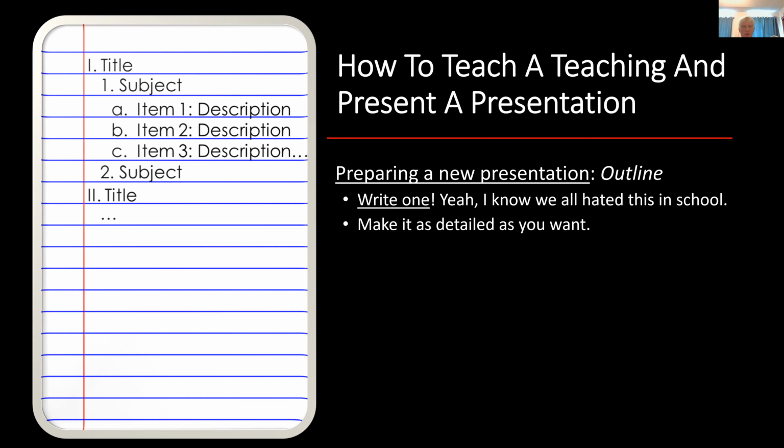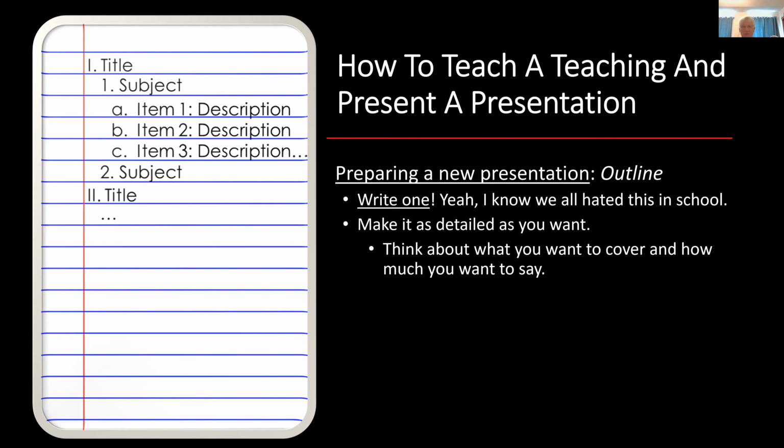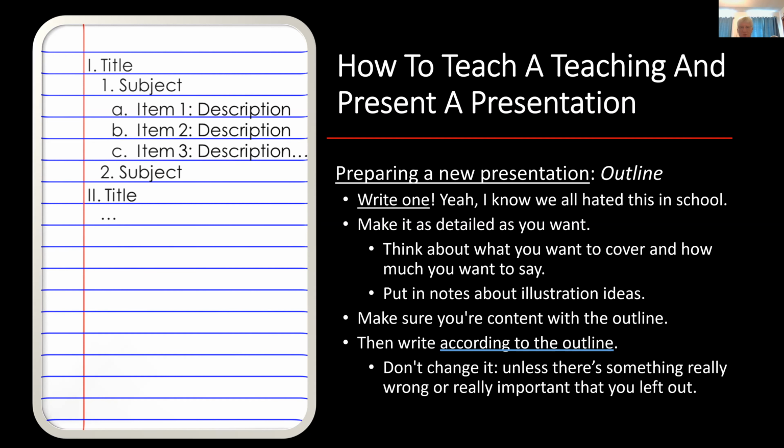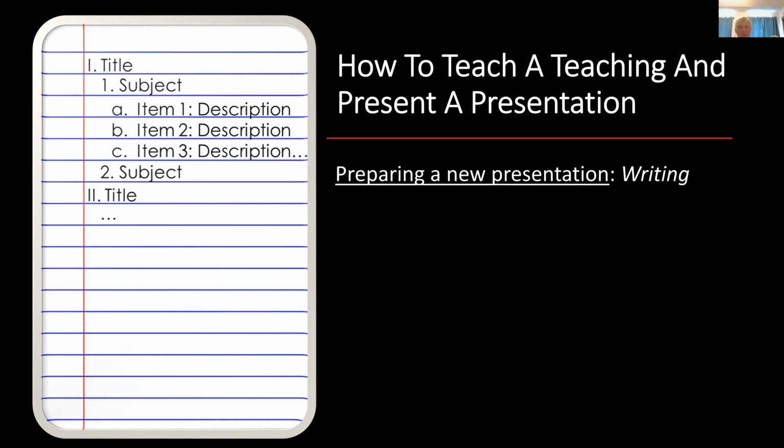And then when you make your outline, make it as detailed as you want. When I've made outlines, they're usually way too long, but that's okay. Because after that, you've thought about what you want to cover, how much you want to say, realize you can't. Oh, yeah, forgot. Put in any other ideas to what you're going to say, illustrations, hands-on if you've got it. Make sure you're content with all that's in the outlines. And then when you're ready, write according to the outline. But don't change it unless there's something really wrong or important.